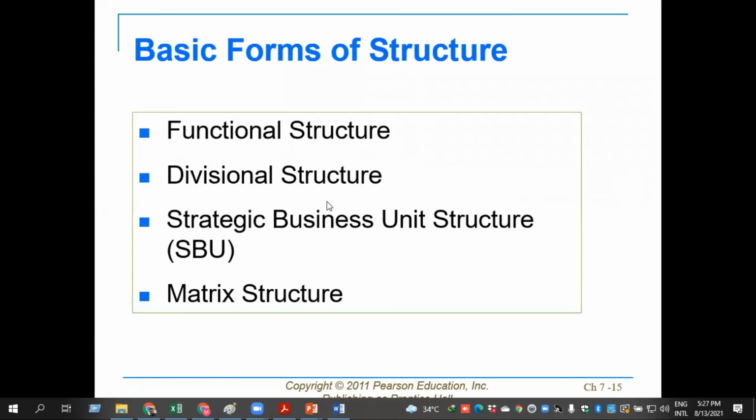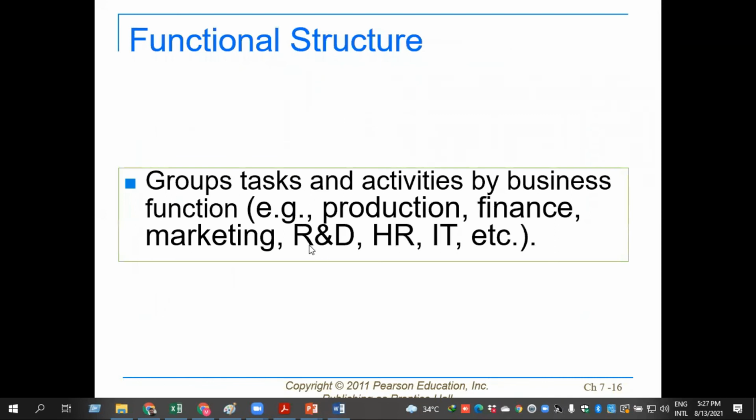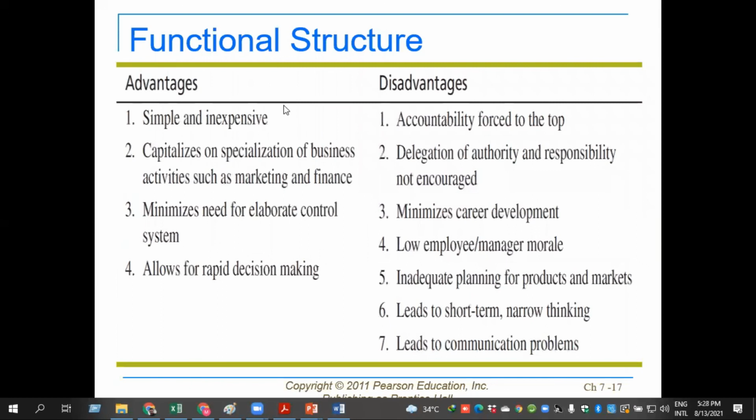When we are talking about the functional structure, you have different functional areas: different departments of finance, marketing, research and development, HR, IT, etc. When an organization or a project has different departments like these, it is called a functional structure. The functional structure has its own advantages and disadvantages. I would not be taking your time to explain this, because it is very self-explanatory and out of the scope of this course.